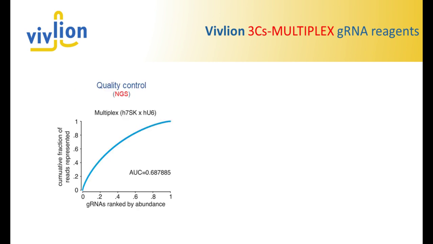So we then of course can also sequence this, and this is shown here. We do quality control of course by NGS, and this is the multiplex combinations of our 2 gRNA expressing cassettes, one having an H7SK promoter, the other one having an HU6 promoter. And this is now really demonstrating the full diversity and also distribution of this combinatorial library. So first of all, it is complete, but it is also very nicely distributed with an AUC of 0.68.